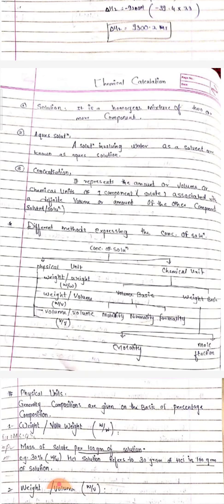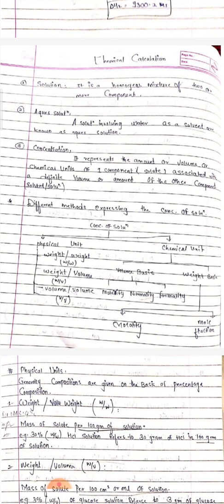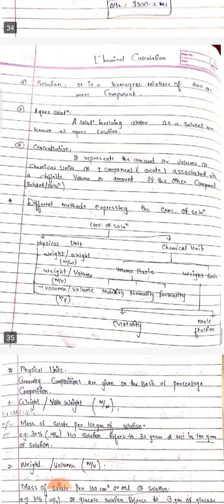In the physical unit, concentrations are generally expressed in terms of percentage composition by weight by weight, weight by volume, volume by volume. Weight by weight is W by W, weight by volume is W by V, and volume by volume is V by V. In the chemical unit, there are two subcategories, volume basis and weight basis. On the volume basis, there are molarity, formality and normality. And on the weight basis, there are molality and mole fraction.